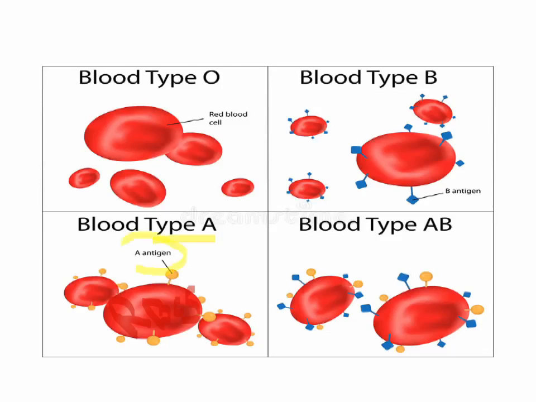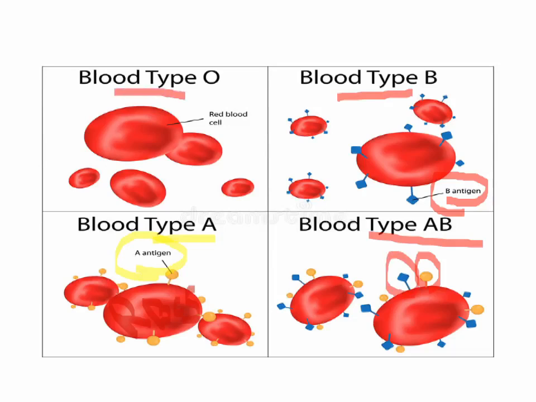So from the name of the antigen expressed on the surface of the red blood cells, you get the name of the blood group. So for the blood type B, why is it called blood type B? Because on the surface of the red blood cells, you have the B antigen expressed on it. And for the blood type AB, why is it called AB? Because on the surface of the red blood cells, you have both antigens, antigen A and antigen B.